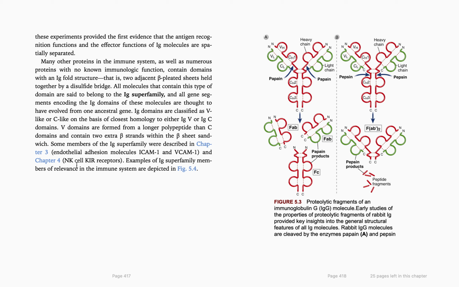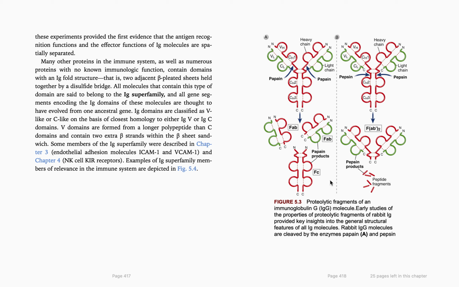And Chapter 4, the natural killer cells, Krieger receptor. Examples of Ig superfamily members of relevance in the immune system are depicted in Figure 5.4. So here we have Figure 5.3. We have A, B. Then in A you see the heavy chain, the light chain. When the papain cuts these, it separates this into three. You get the structures you see here. You have Fab. Then the papain product is here. Then this is by papain.